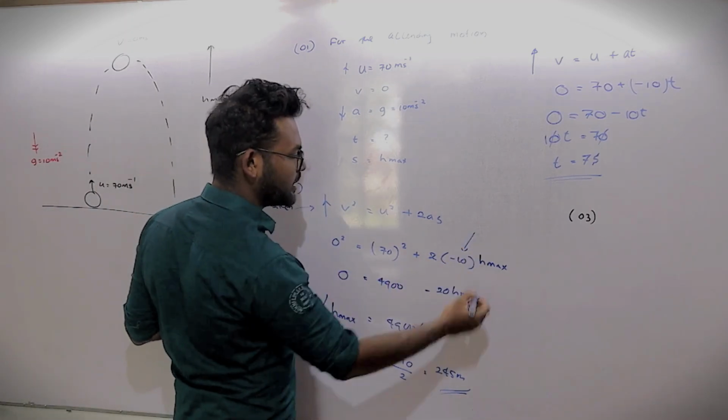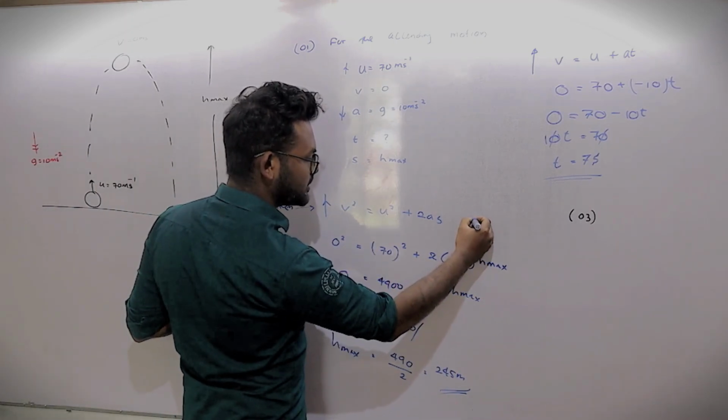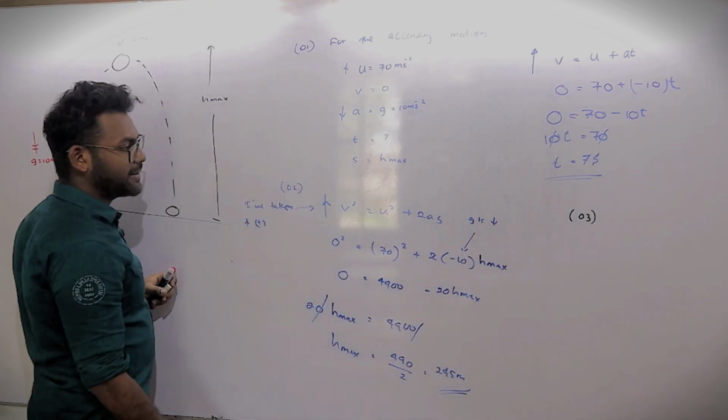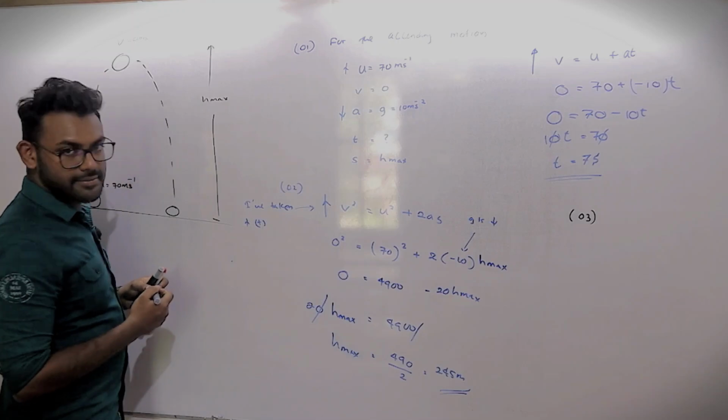This minus, write that gravity g is downwards. I have taken up, right?